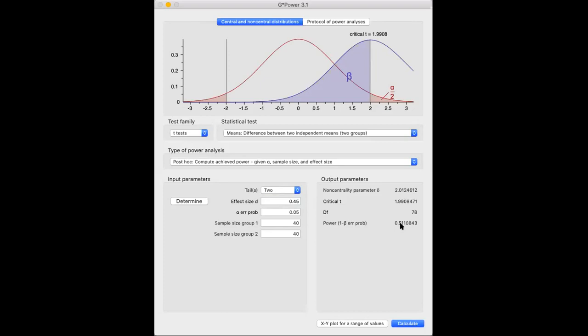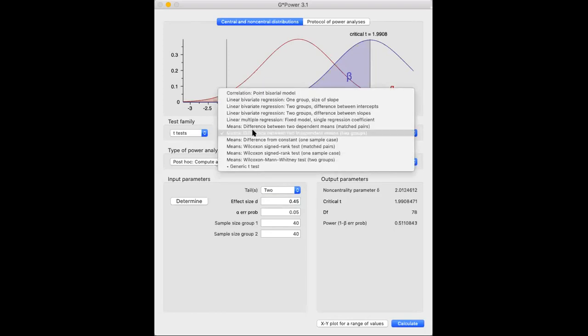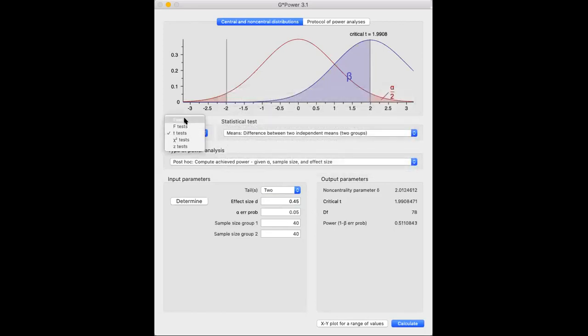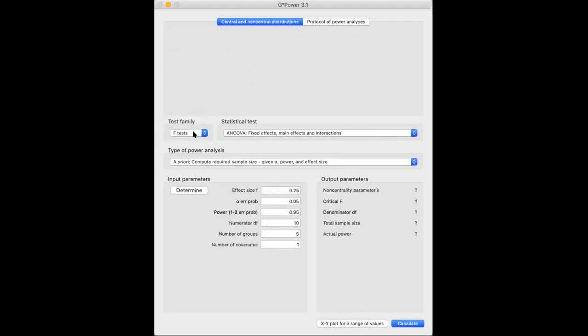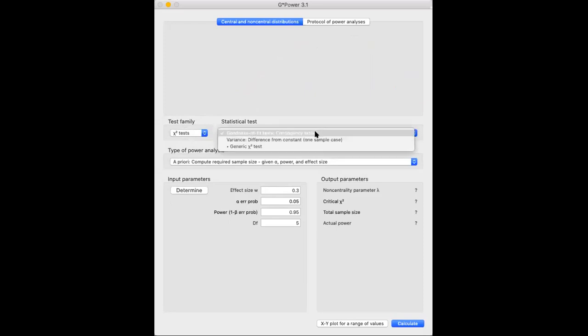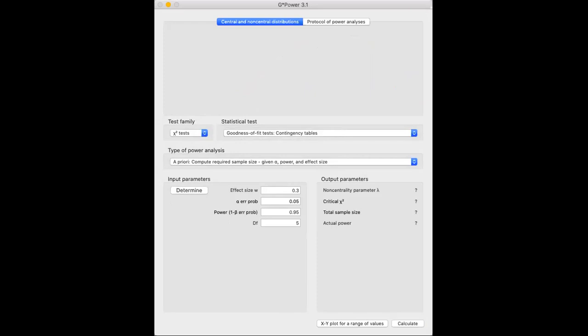Okay, so that's how to use G*Power. Again, you can see that there are so many different options, which means that this is a very powerful tool to do power analysis. There are F-tests, chi-square tests, goodness of fit tests, that kind of thing. So it's a very powerful and useful statistical tool to run power analysis.